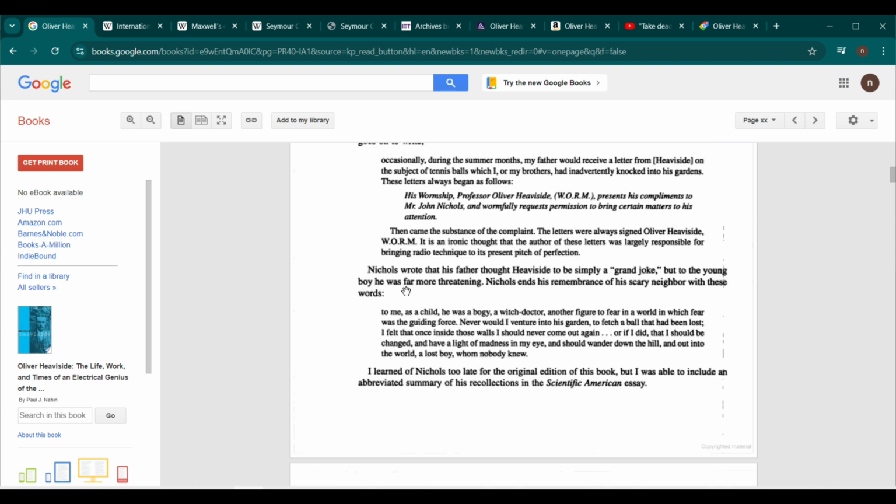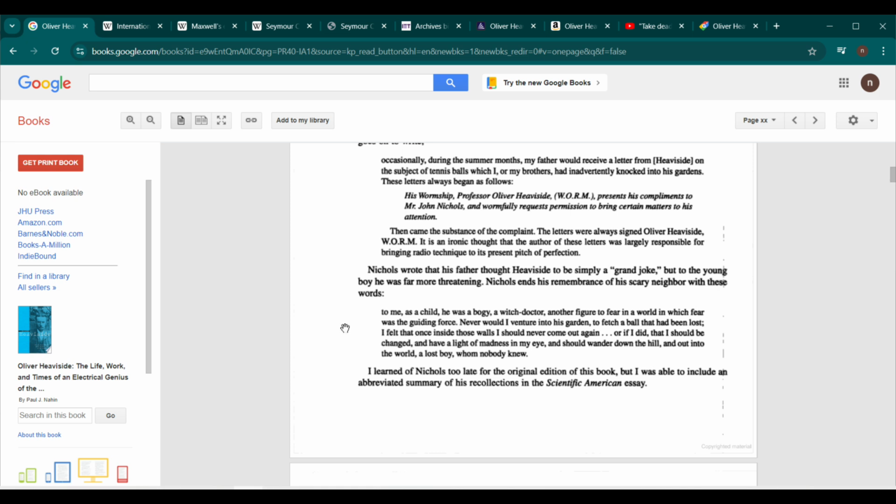Interestingly, Nichols wrote that his father thought Heaviside to be simply a grand joke, but to the young boy he was far more threatening. Nichols ends his remembrance of his scary neighbor with these words. I'm going to use an English accent.